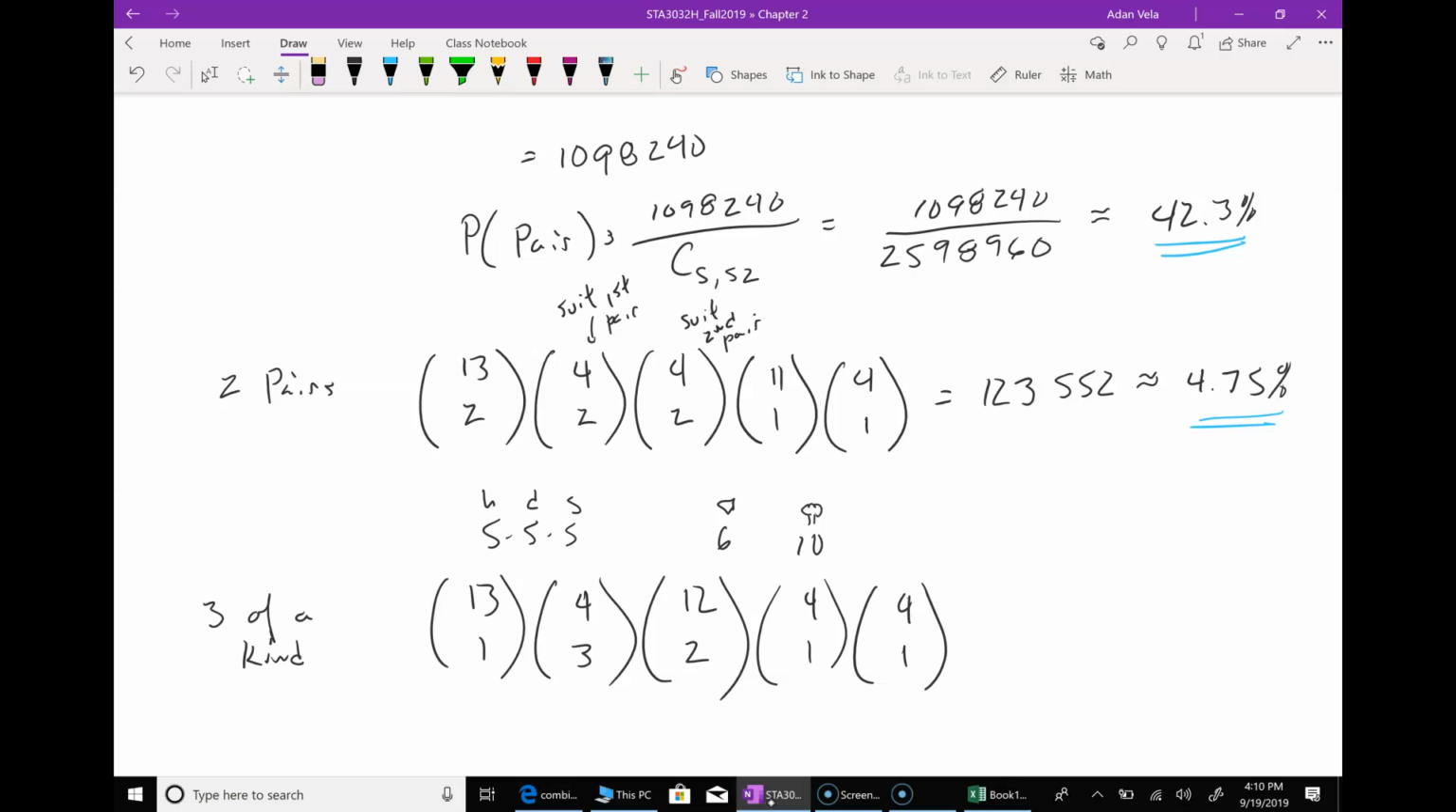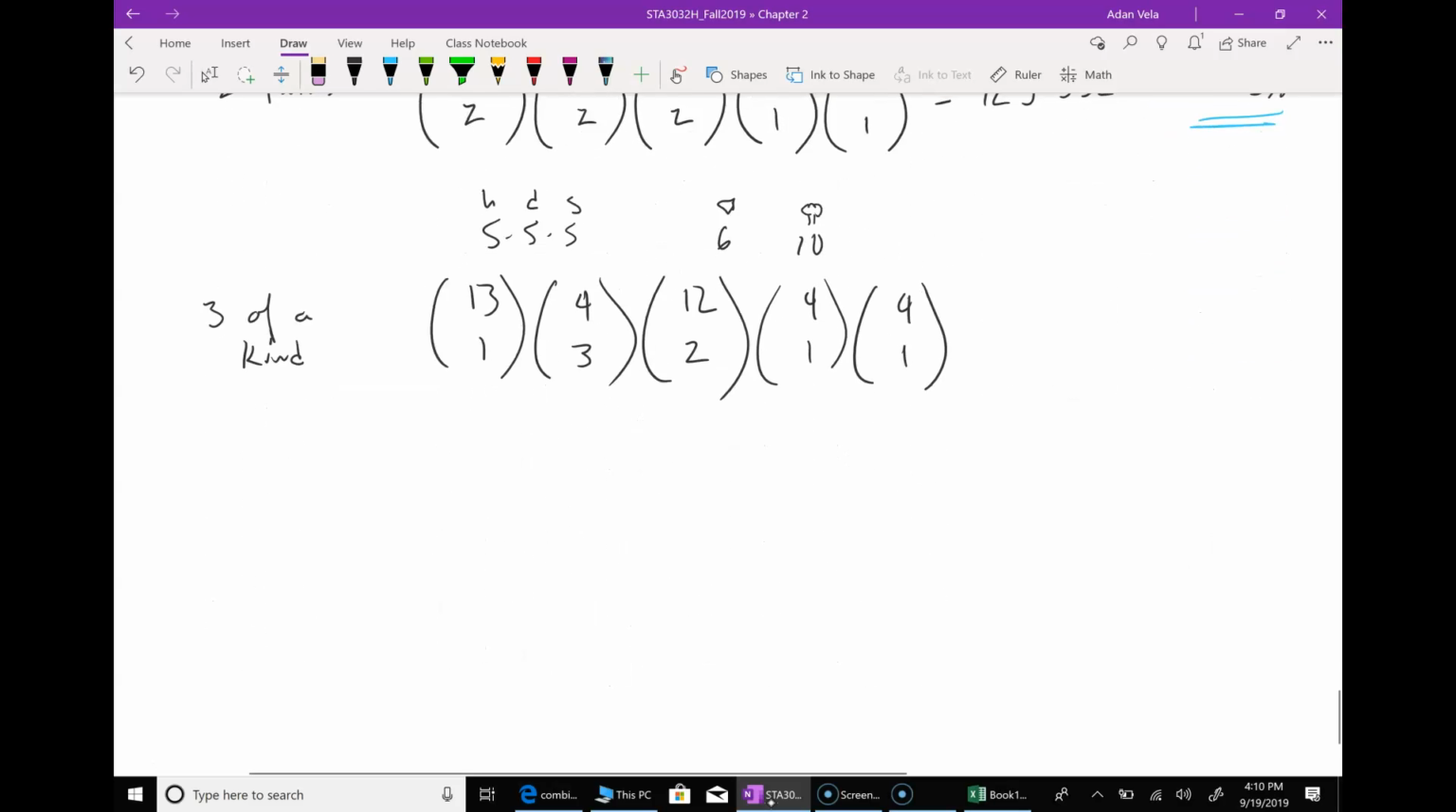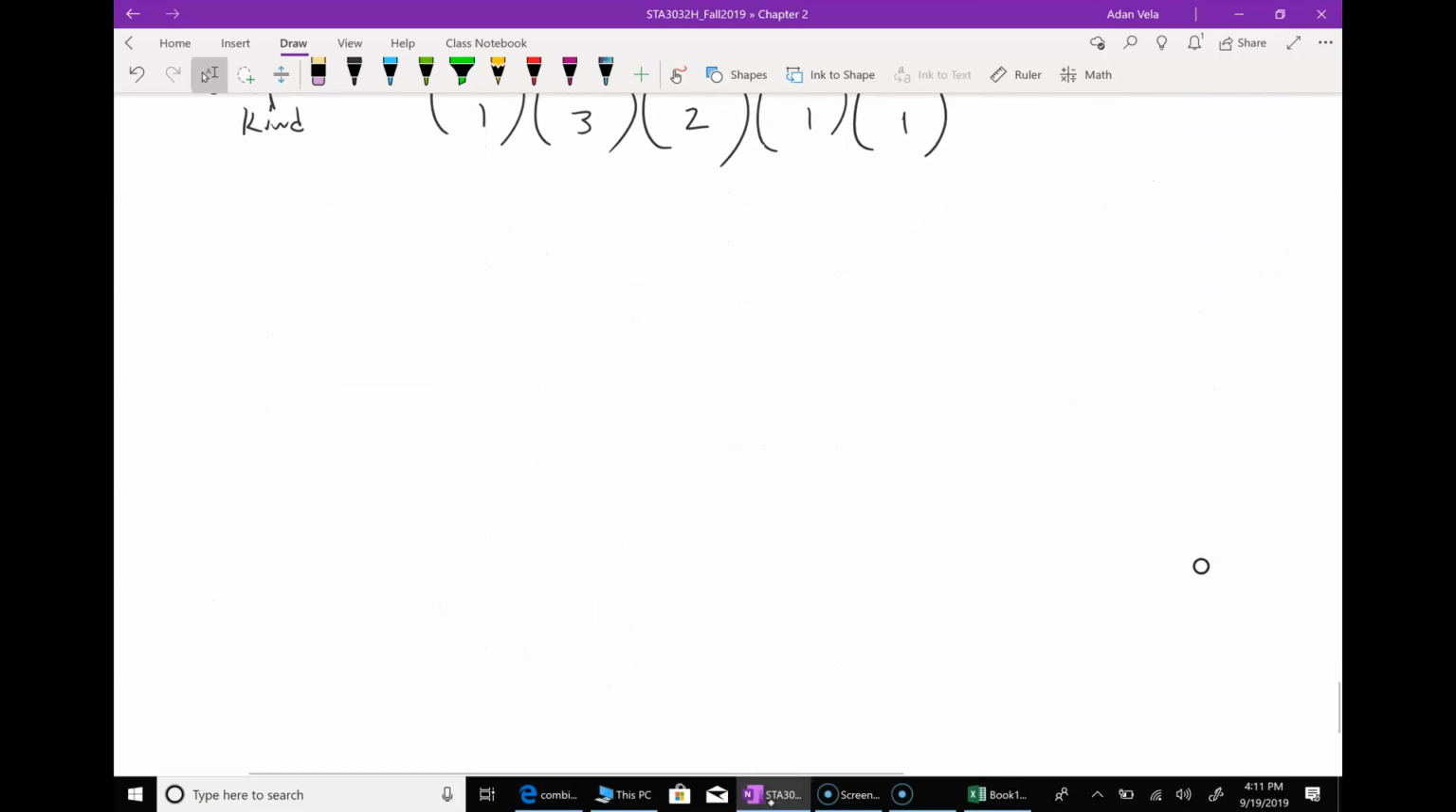Okay, 3 of a kind. The other hands more or less work the same way.